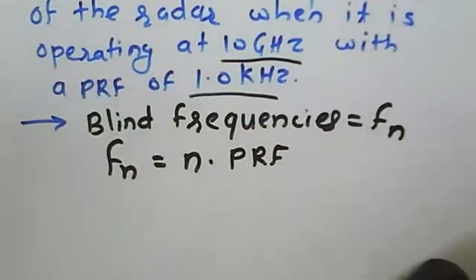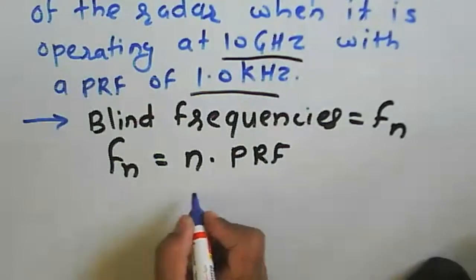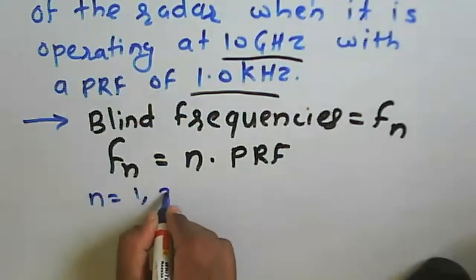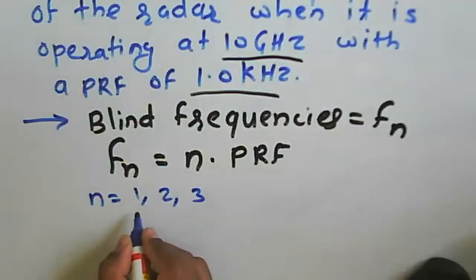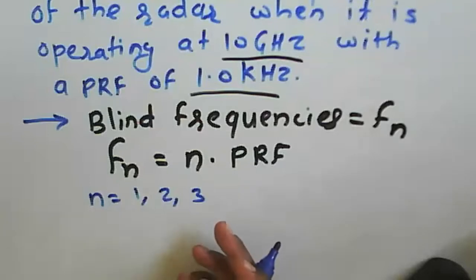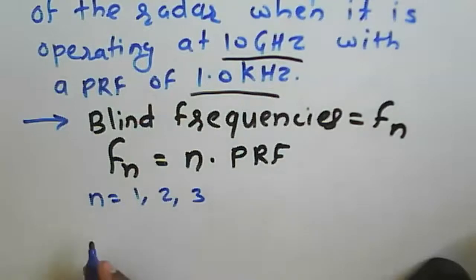So at the given particular PRF value of 1 kilohertz, what will be the blind frequency? If we consider n equal to 1, 2 and 3, because we need to find the three lowest blind frequencies: n equal to 1 is the first frequency, n equal to 2 the second frequency, n equal to 3 the third frequency.